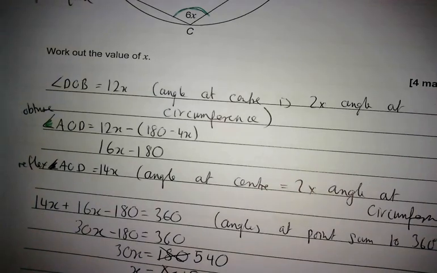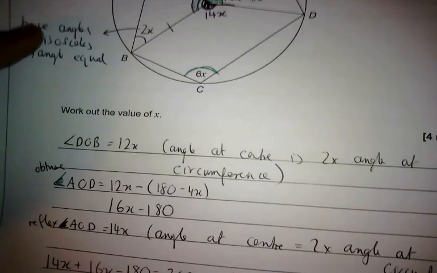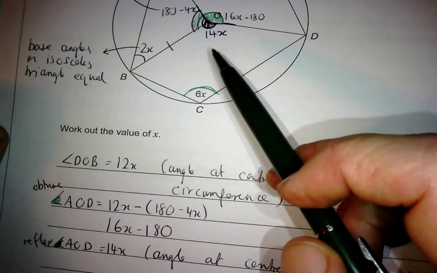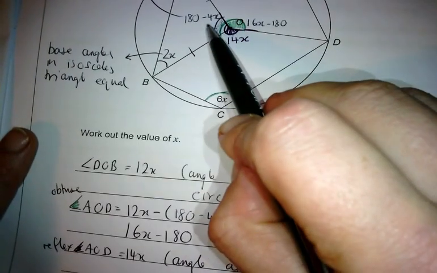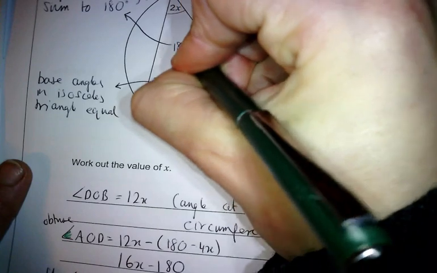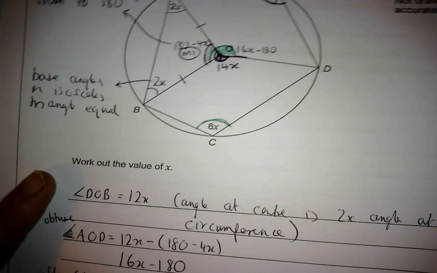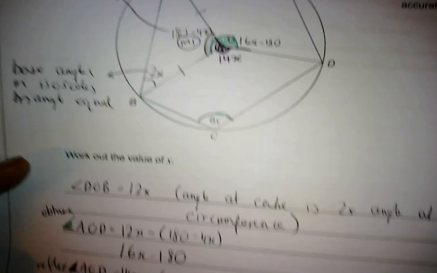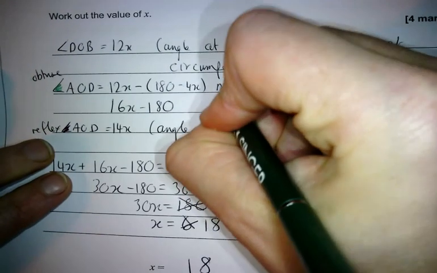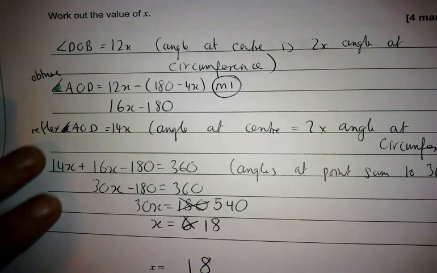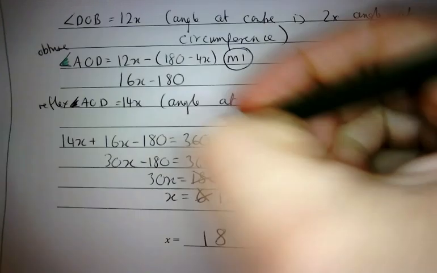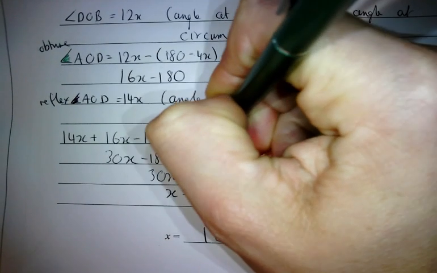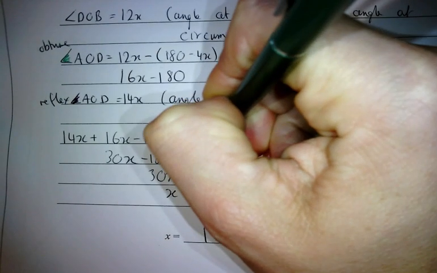Okay, there are lots of different ways that you could have solved this. But if you'd used the method I've used, you would get 1 mark for getting 180 minus 4x, this expression. 1 mark for getting 12x minus that, so getting up to here. 1 mark for forming an equation, so getting to this line. And then 4 marks for getting 18 as your final answer.